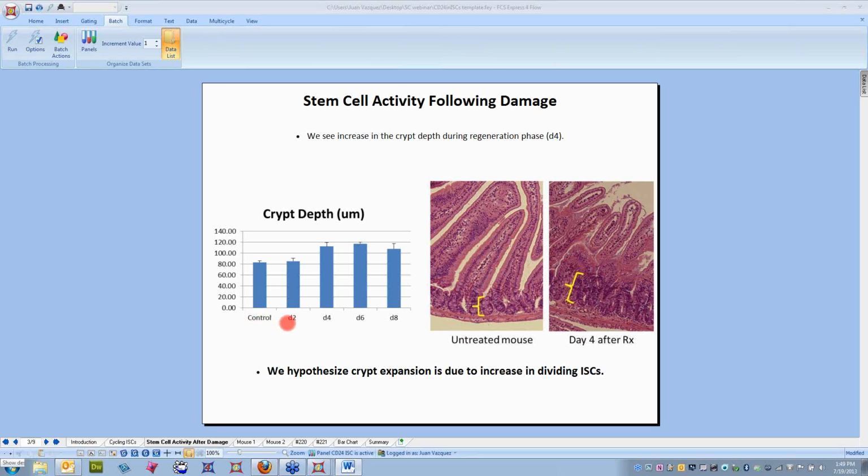To measure that, we can use EdU in combination with CD24 so that we're looking at the stem cell zone, and we can ask how many of these cells are cycling in an untreated mouse and how many are cycling at day 4 during this regeneration phase.